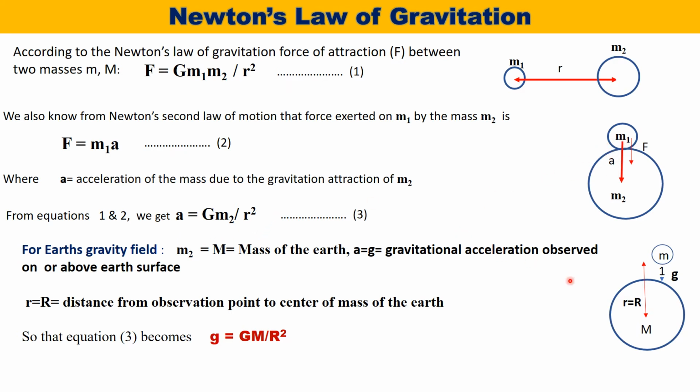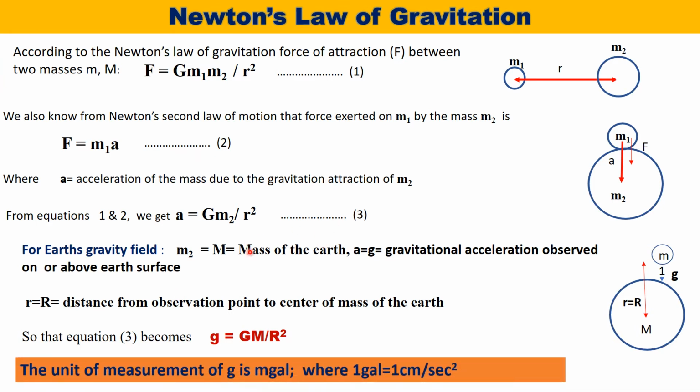Now, when we are considering the Earth's gravity field, M2 is the mass of the Earth. M1 can be replaced by any mass which is attracted towards the Earth, because obviously the big mass will attract the small mass. If we have a bigger object and a smaller object, the bigger object will always attract the smaller object to its vicinity. R is the distance between the observation point and the center of the earth, so we can replace the values and the mass M2. g is the value of the gravitational attraction between the two masses.